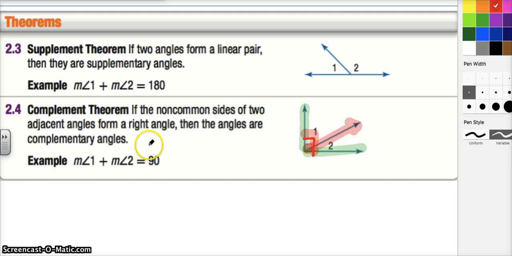It almost seems like, duh, of course it does, but we get this again from the Angle Addition Postulate. The measure of angle 1 plus the measure of angle 2 has to be the measure of the whole thing, which is 90, because we know that the two non-common sides form a 90-degree angle, and therefore by the definition of complementary angles, bam, we've got that those angles are complementary.